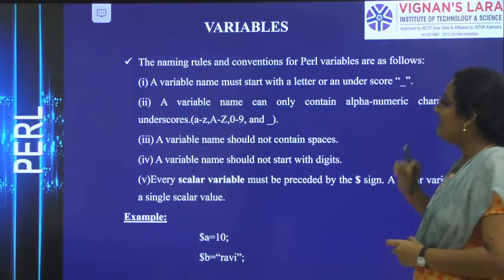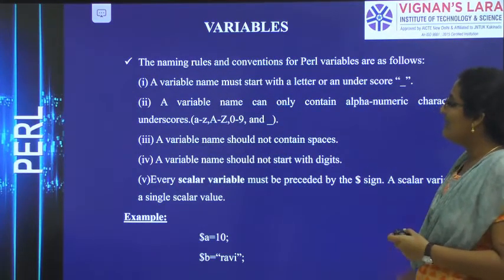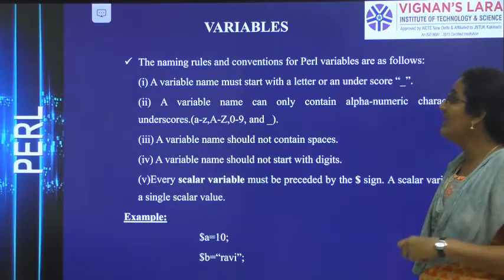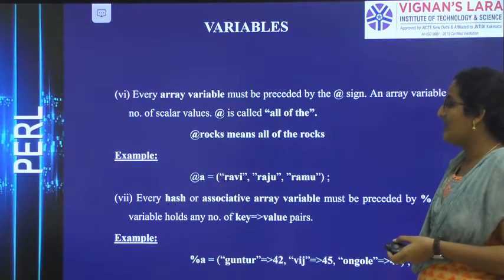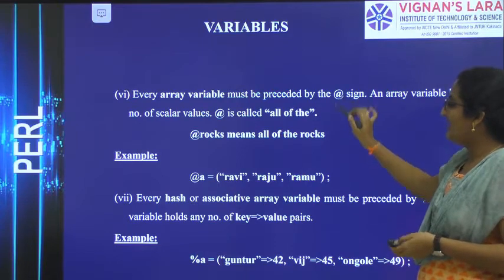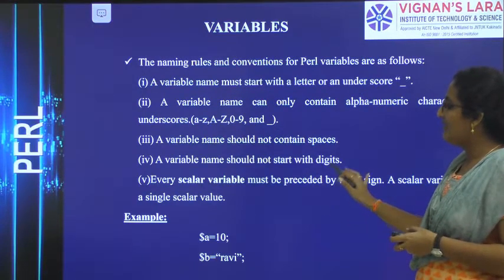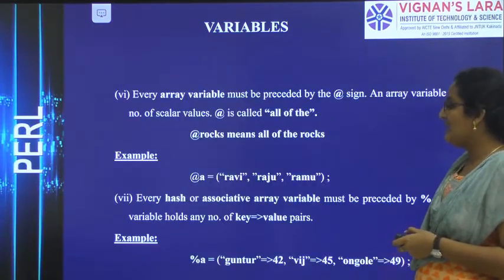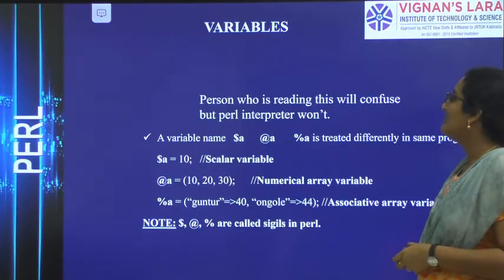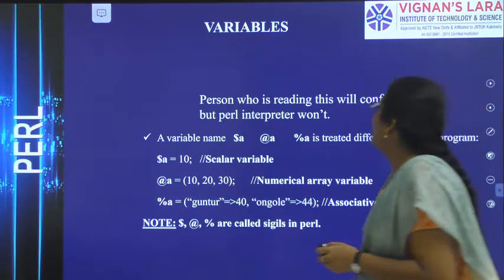For creating variables we have some rules. Variables are divided into 3 types: scalar variable, array variable, hash variable. Array variable is denoted with @ symbol. Scalar variable is denoted with $ symbol. Hash variable is denoted with percentile symbol. So this is the story about variables.